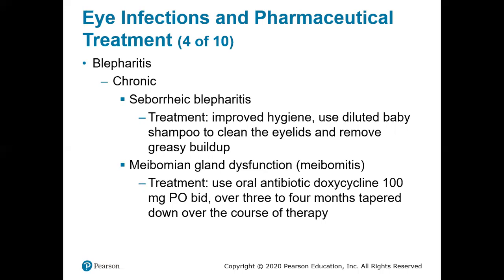Meibomian gland dysfunction or meibomitis. Treatment: use the oral antibiotic doxycycline 100 milligrams by mouth twice a day over 3 to 4 months, tapered down over the course of therapy.